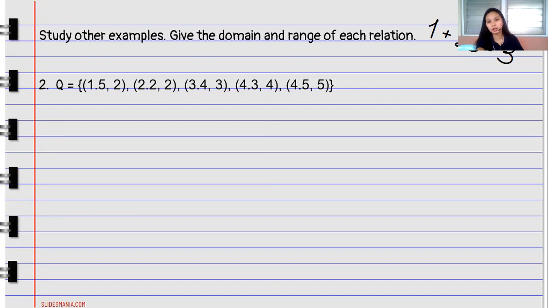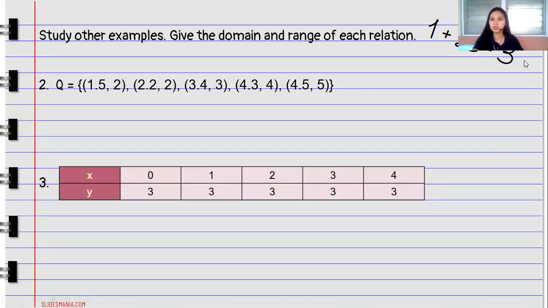Okay, Raver, the domain po. Ayan. Domain po, very good. It is 1.5, 2.2, 3.4, 4.3, and 4.5 po. Ayun po yung mga domain natin. And automatically, the remaining ones po is our range naman po. Okay, which is 2, 2, 3, 4, and 5 po. Ayun po yung mga range natin. Okay? Again, domain are the x values. Range naman po are the y values naman po. Okay?